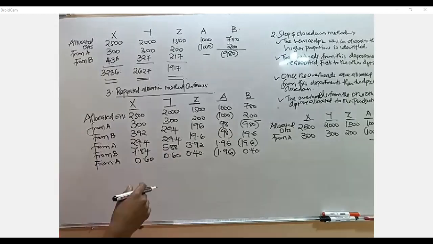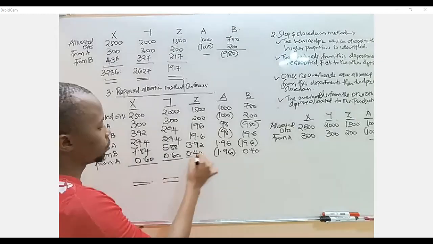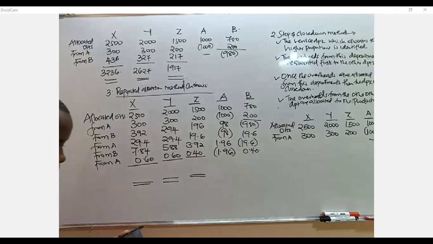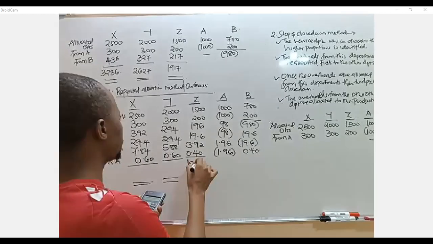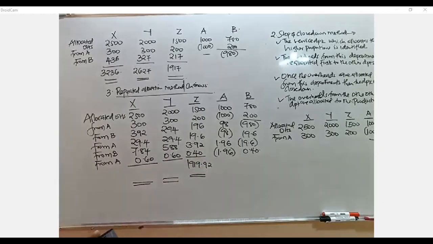Alright? That is finished. You just come and do your summation here. Do the summation. Once you start getting 0 points, your question is finished. So let me start for Z. We start with 1500 plus 200, 196, 19.6, right? Plus 3.92 plus 0.40. We are getting 1919.92.